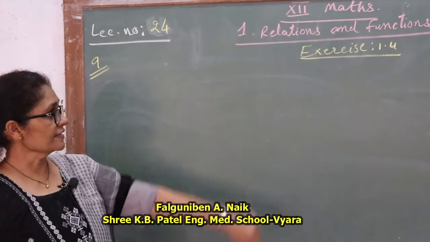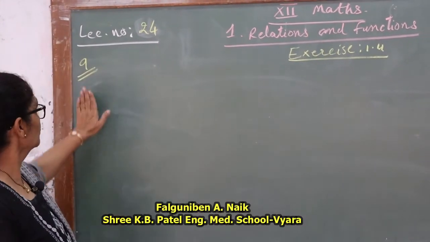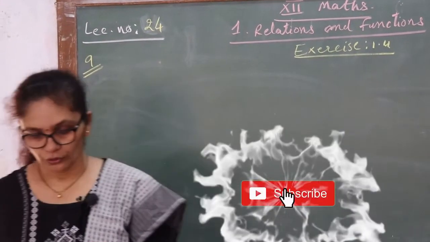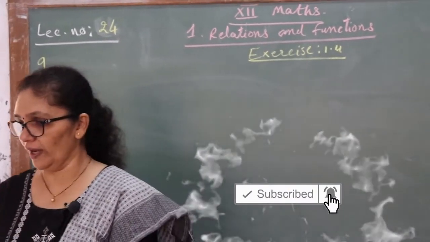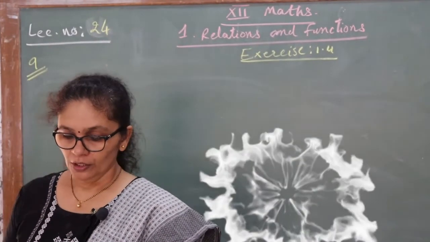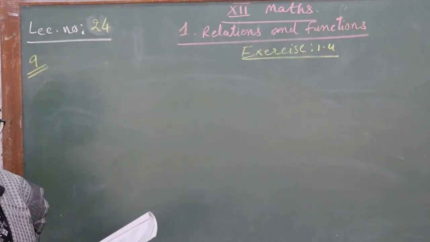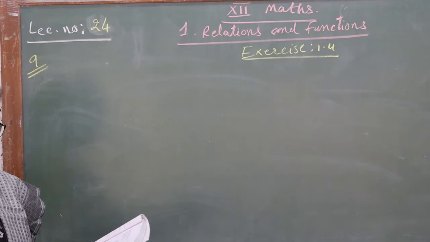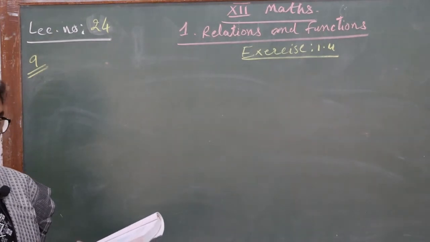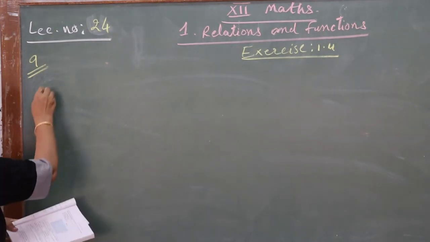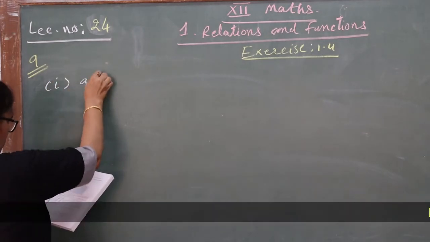We are discussing exercise 1.4 and today we have to start from the 9th question. You can open your book, page number 25 and read your 9th question. You have to check for rational numbers whether the given operation is a binary operation or not, and from that you have to check whether it is commutative and associative or not. So we start with our first question.